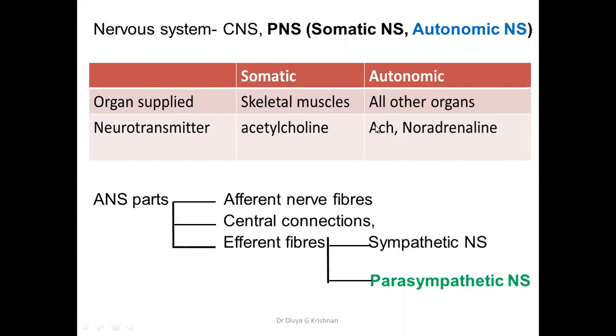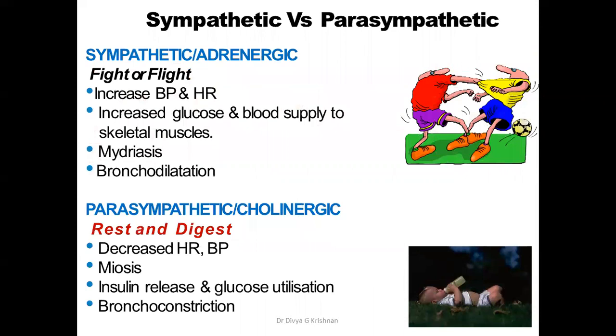acetylcholine or noradrenaline. The ANS parts also you are aware, that is the afferent nerve fibers, central connections, and efferent fibers. The motor efferent limb of the ANS is divided into the sympathetic nervous system and the parasympathetic nervous system. So you already know the features of sympathetic nervous system and the parasympathetic nervous system. So we shall just have a quick recap.